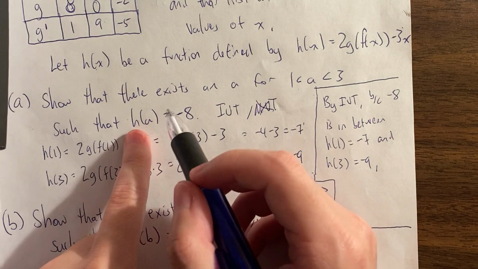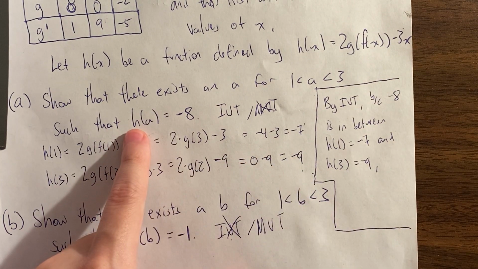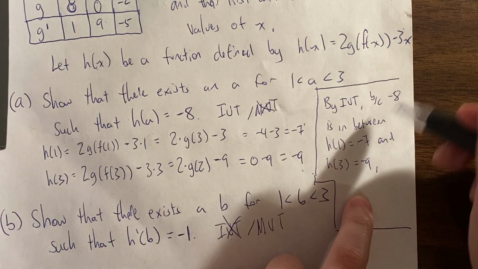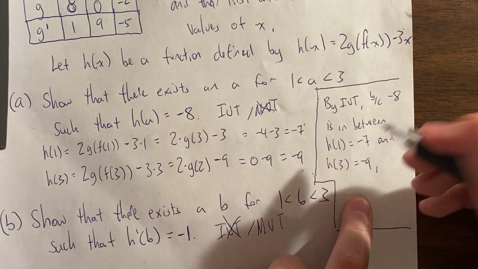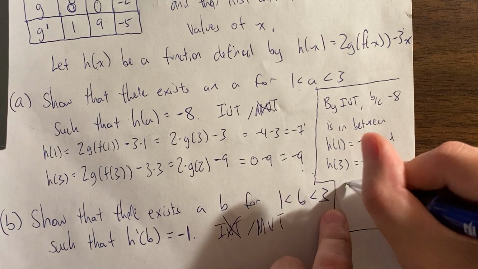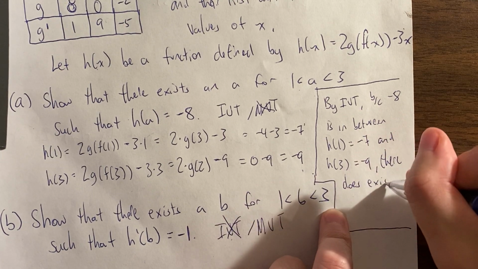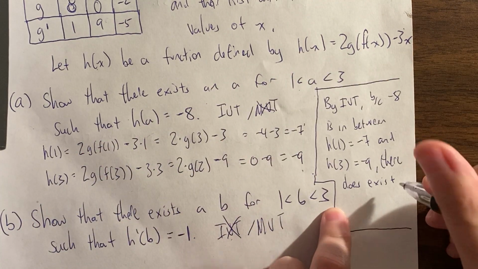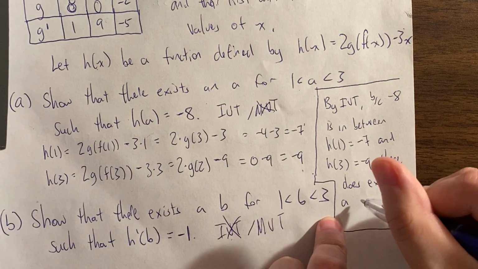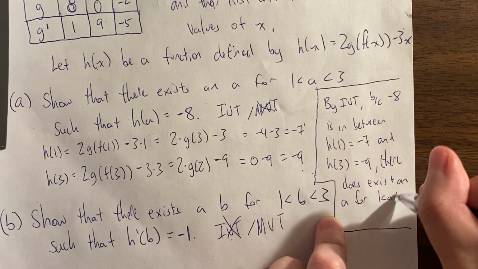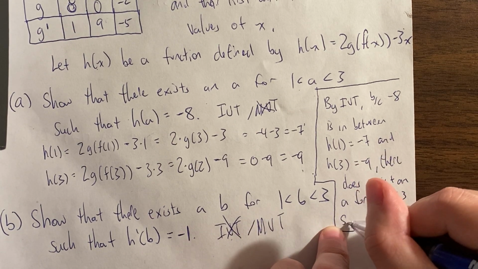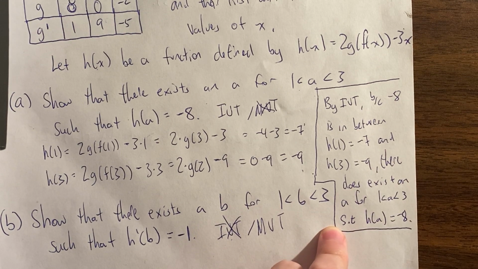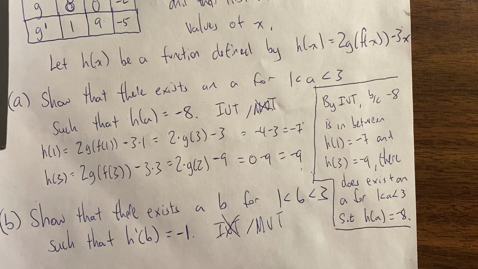How I like to conclude is I just like to copy their sentence and change it to a statement. So it said show that there exists, but I'm going to have by IVT, my justification, and then I'm going to say there does exist whatever they want, an a, and so on, all the way up to the period. Such that, we'll write ST for such that because we're losing space. And we got h of a equals -8. And that's how IVT works.